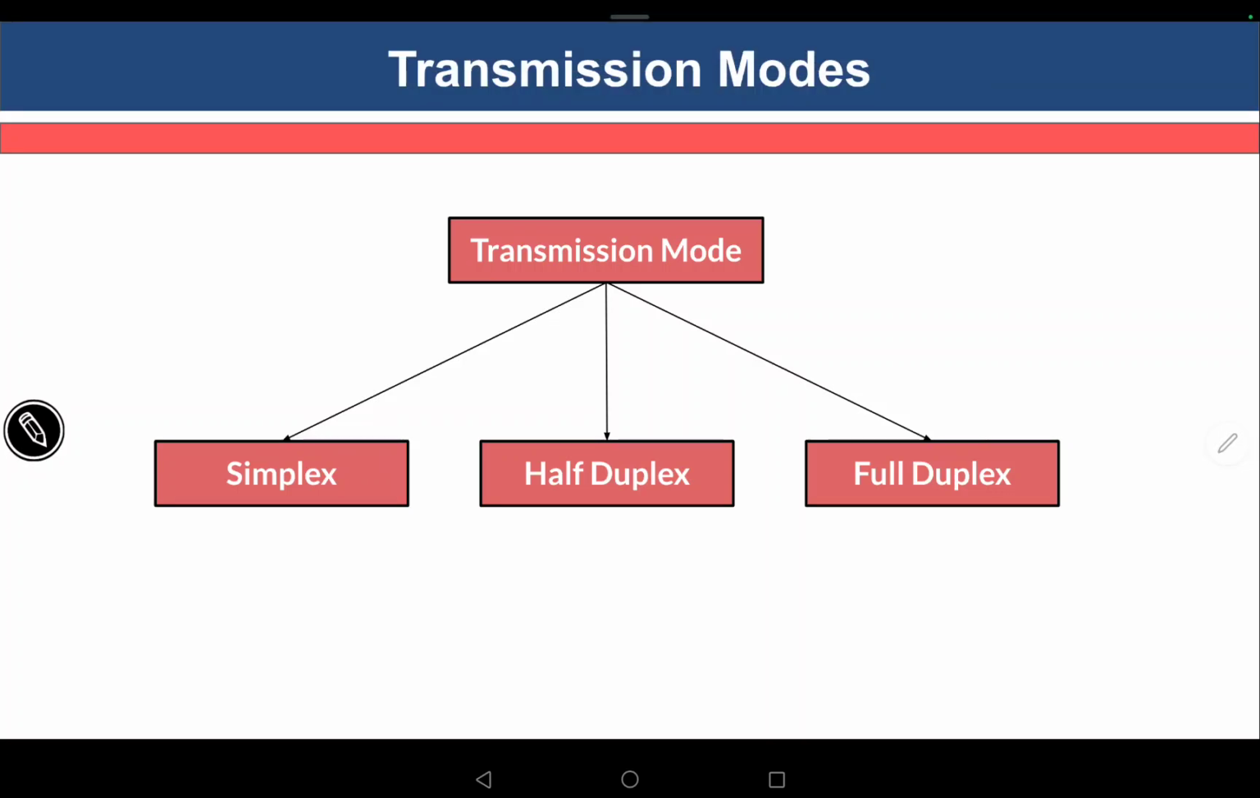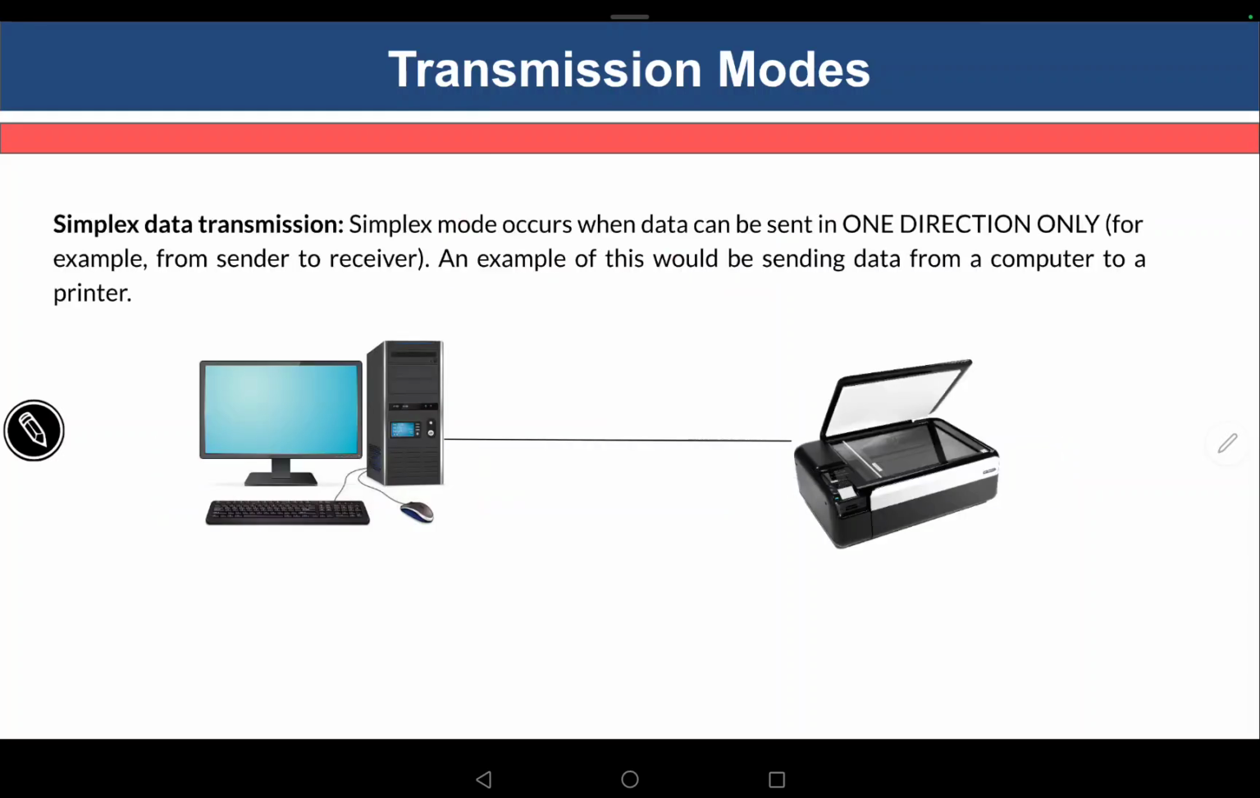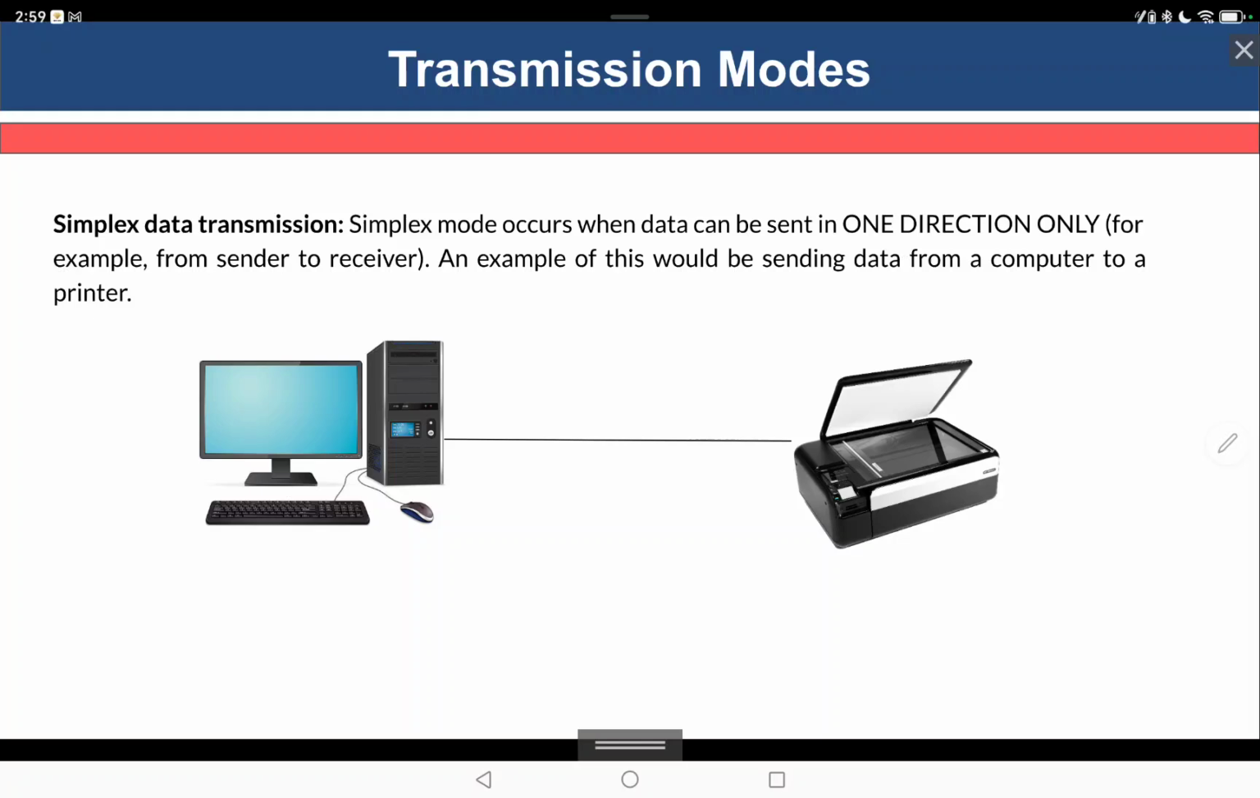Now, transmission modes. We have three types: simplex, half duplex, and full duplex. So let's look at each one by one. The first one we have is simplex data transmission. So what does this mean? It means that data can only be sent in one direction only.